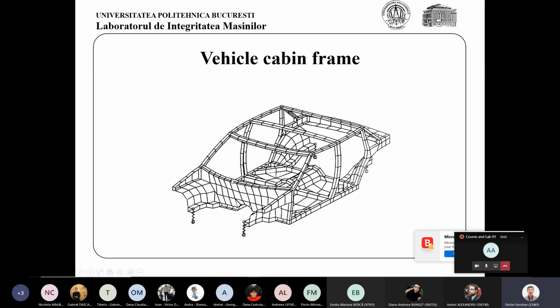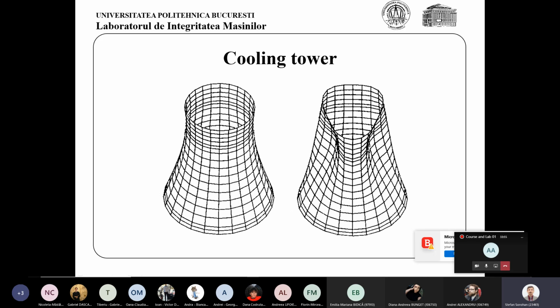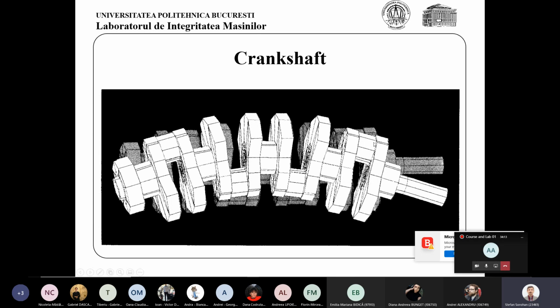You will see at the end of the course something like that. A cooling tower, and this is a dynamic response, if you want. Vibration, you will discuss this one in the second semester with Professor Angel. Viorel Angel will present you the dynamics and vibration in the second semester. Sometimes this is a crankshaft, and this picture is an animation. And as you can see, the discretization or the mesh is also with some hexahedral elements.